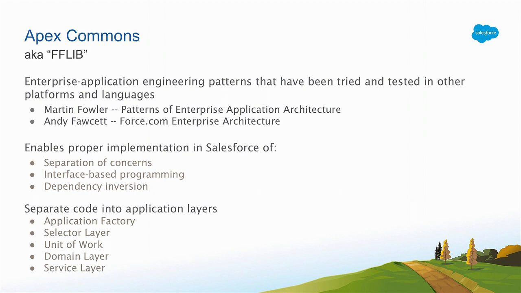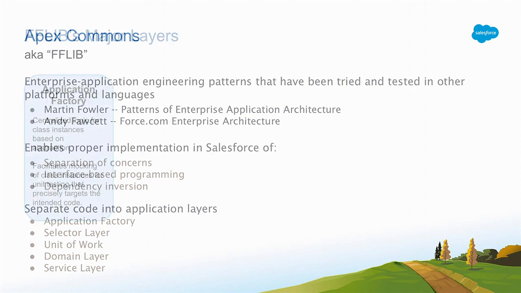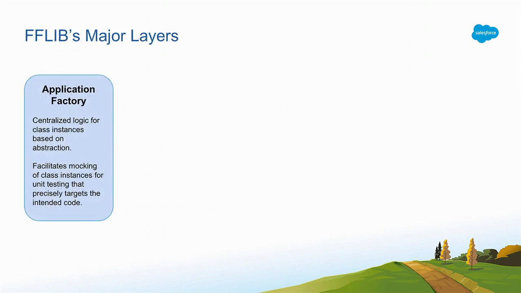FFlib provides several areas that are the biggest areas of the framework: an application factory, selector factory, unit of work, domain layer, and service layer. First, the application factory. It's centralized logic that allows us to get instances of classes and objects based upon abstraction. And then it also facilitates mocking. It allows us to inject pretend classes, pretend data, and stuff of that nature to help us unit test. We'll talk about that a little bit more.